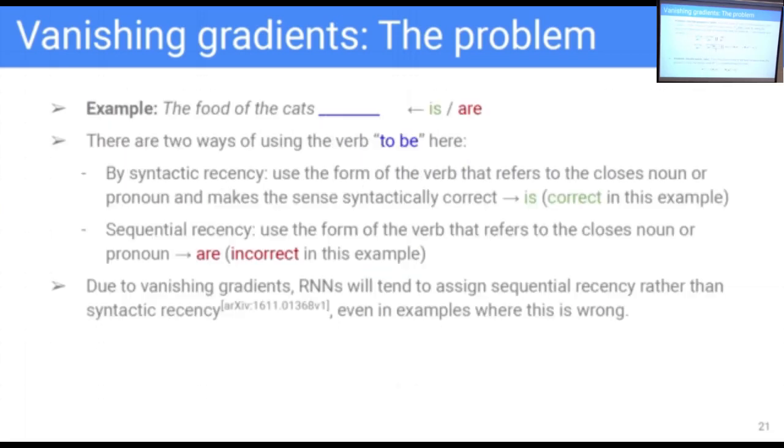Any other example about this? Any other question about these examples?